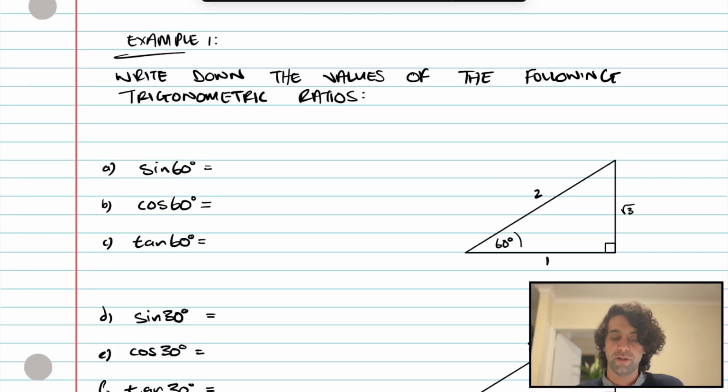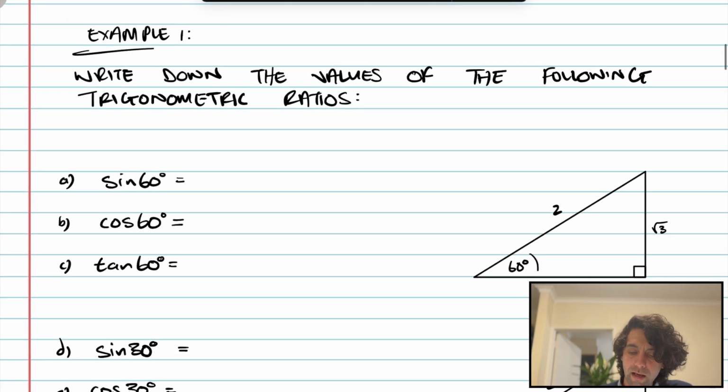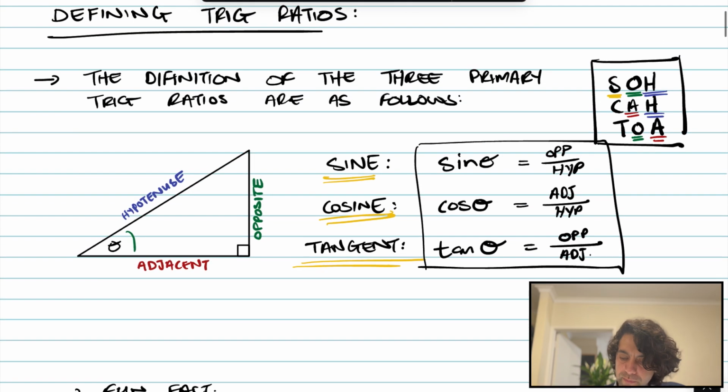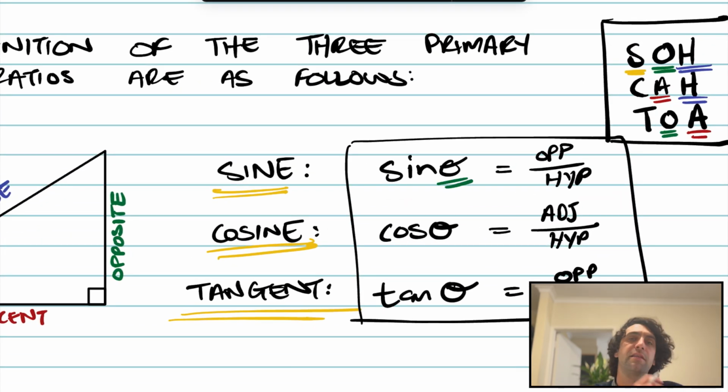We're going to start with our first example. Example 1 basically says, write down the values of the following trigonometric ratios. Okay, we don't always say trigonometric, by the way, we just say trig ratio. So write down the values of the following trig ratios. Okay, we've got now sine of 60 degrees. Remember that this 60 degrees over here is just being replaced by theta over there.